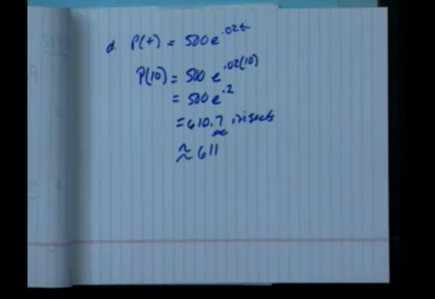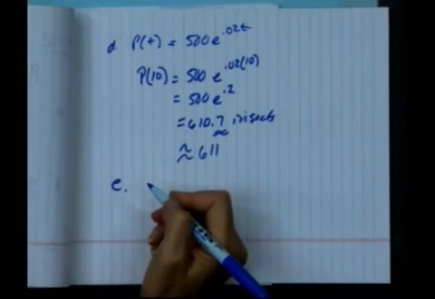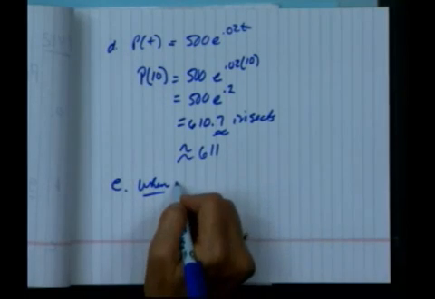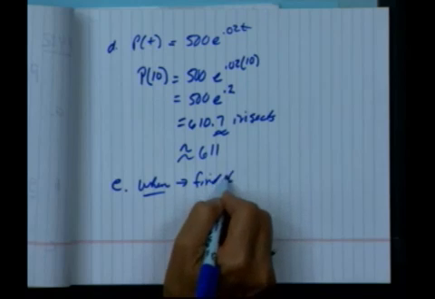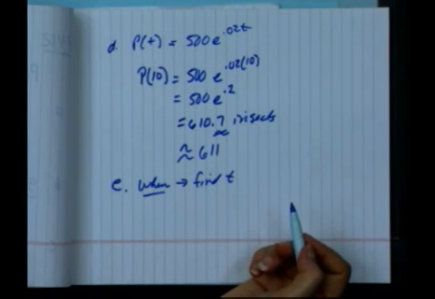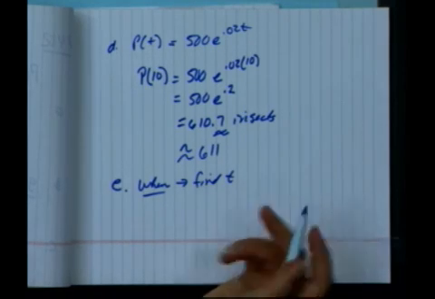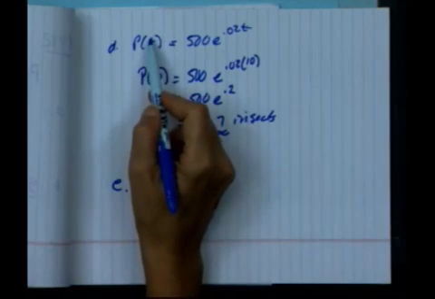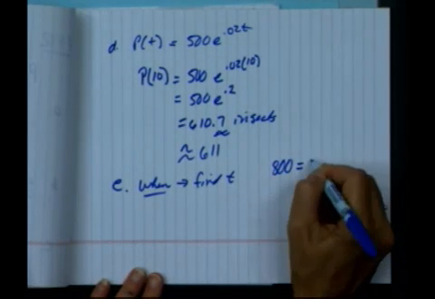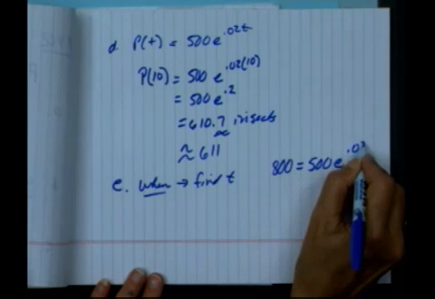Okay, and again, this is a model that describes the behavior. It doesn't mean that it's going to be an exact match, but it's following it pretty closely. All right, everybody good so far? 611 insects. E, when. When you hear the word when, what are you going to be looking for? Find t. When will the insect population reach 800? What are you going to do here, everybody? 800. Okay, the size of the population sometime or another is 800, so we're going to have to solve for t. So we have 800 equals 500 e to the 0.02t.